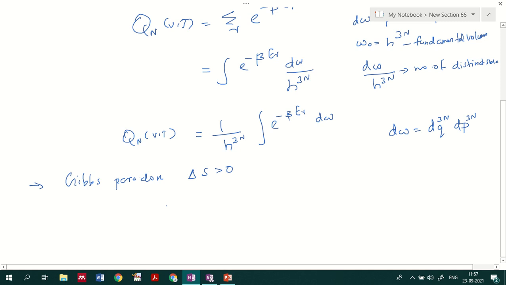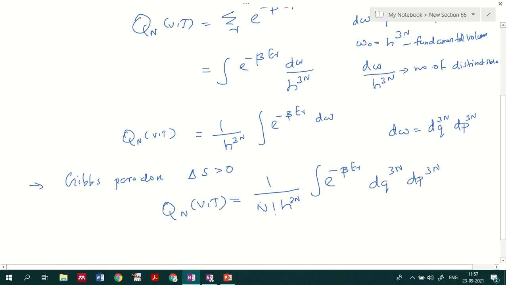Okay, so what I do here is let me introduce a q and v of t in order to overcome this Gibbs paradox condition. So we introduce here 1 by n factorial h raised to 3n integral e raised to minus beta H dq raised to 3n and dp raised to 3n. This n factorial we introduced in order to overcome this Gibbs paradox situation. That is, you want to get this delta S equal to 0.